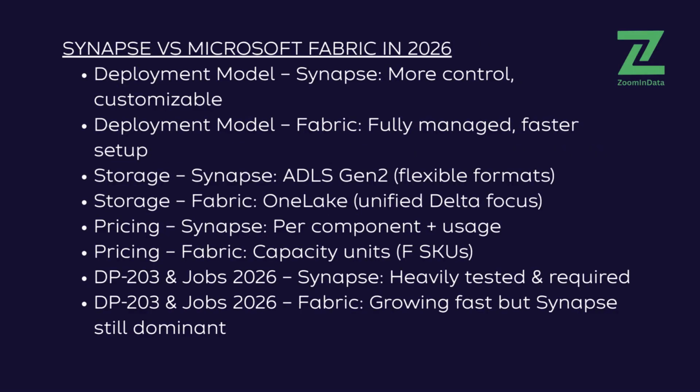Let's compare Synapse versus Microsoft Fabric in 2026. Deployment model: Synapse, more control, customizable. Deployment model: Fabric, fully managed, faster setup. Storage: Synapse, ADLS Gen2 with flexible formats. Storage: Fabric, OneLake with unified Delta focus. Pricing: Synapse, per component plus usage. Pricing: Fabric, capacity units called F SKUs.